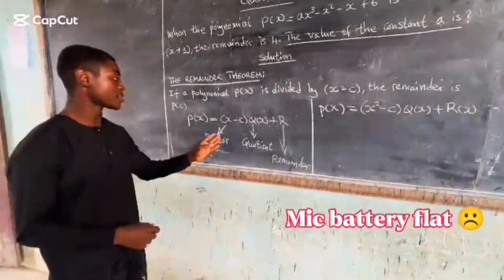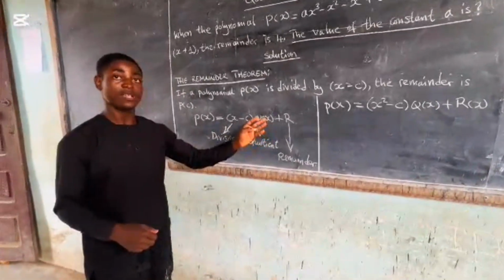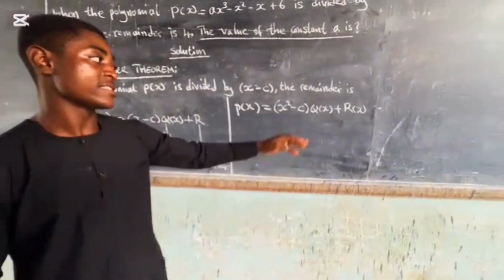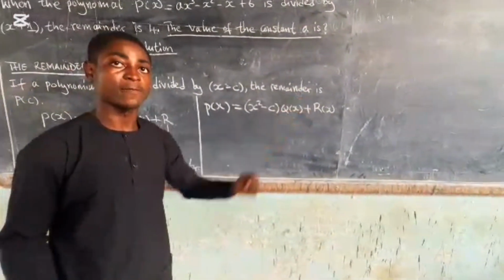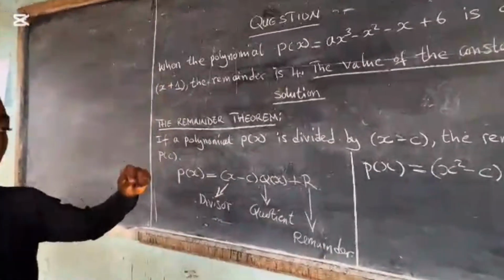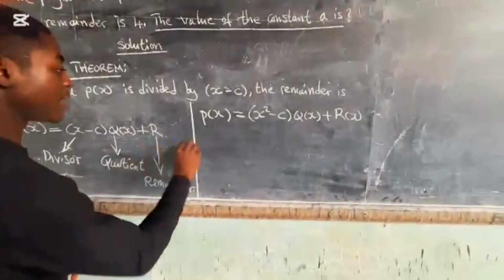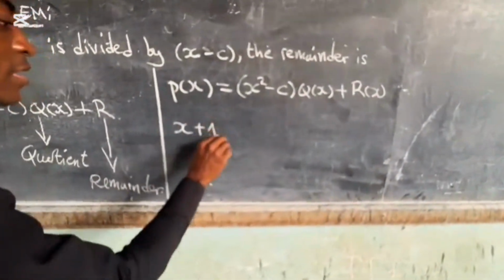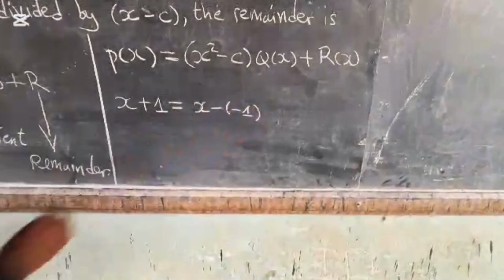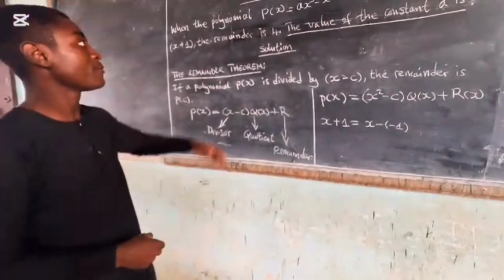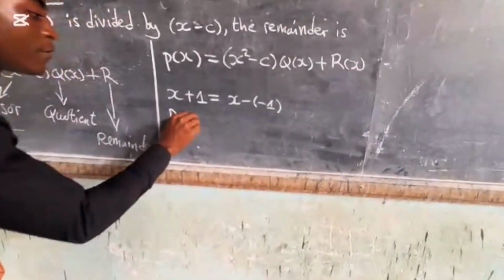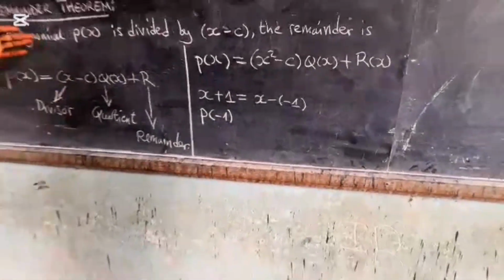Notice that the divisor is linear and the remainder is a constant. If the divisor is quadratic, the remainder is linear, that is a function of x. In our case, we have a linear divisor, x plus 1. So we can rewrite this divisor as x minus, in bracket, negative 1. So we can find the remainder for this given polynomial by evaluating p of negative 1 as per this theorem.